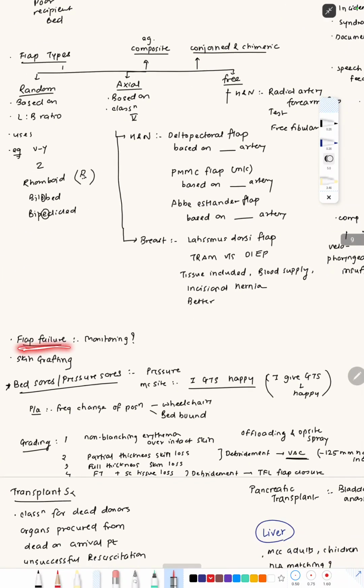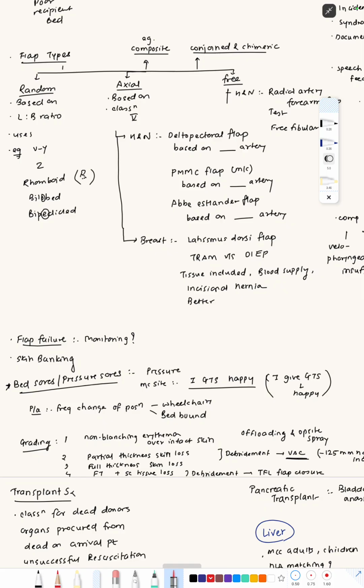After this, we have to assess the flap failure. So flap failure monitoring is done by looking at the blood supply. So we use a handheld Doppler or a pinprick can be made to see whether fresh bleeding appears or not. Then the next is skin grafting. So we should understand skin banking. In skin banking, the split thickness skin grafts, only STSG, are stored for 2 to 3 weeks with the help of liquid nitrogen or carbon dioxide at 4 degrees Celsius.